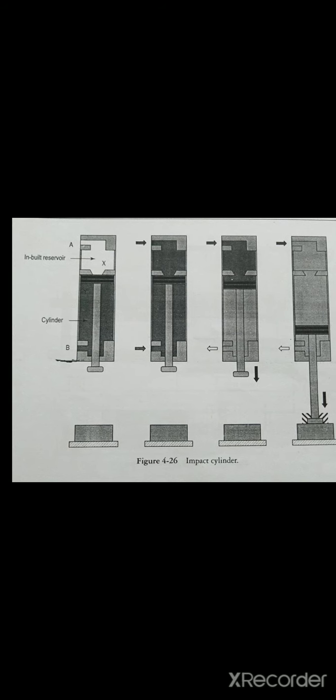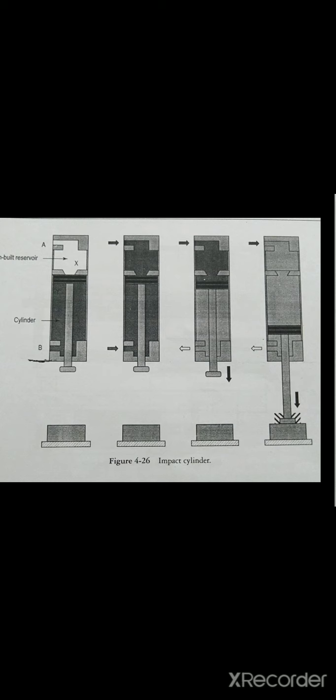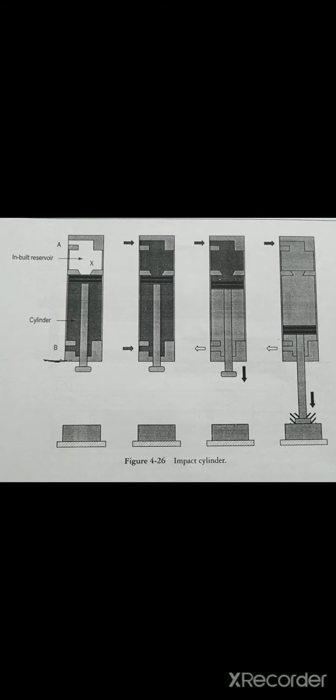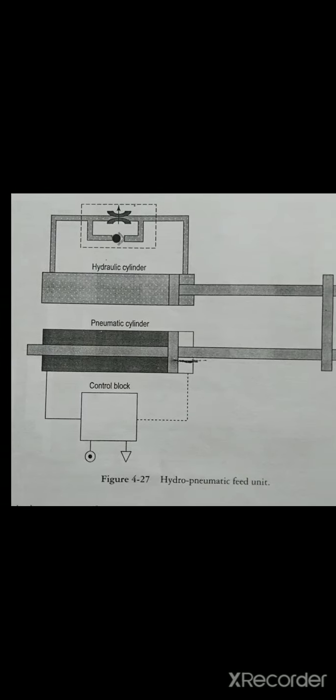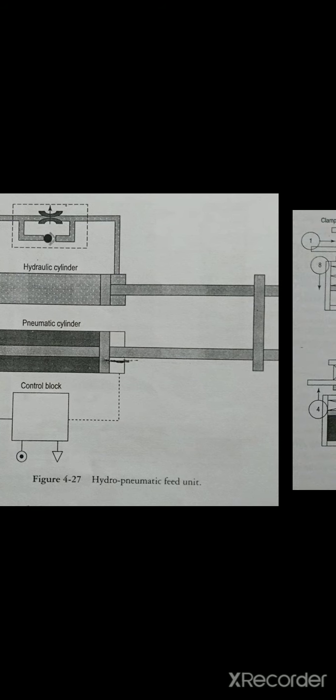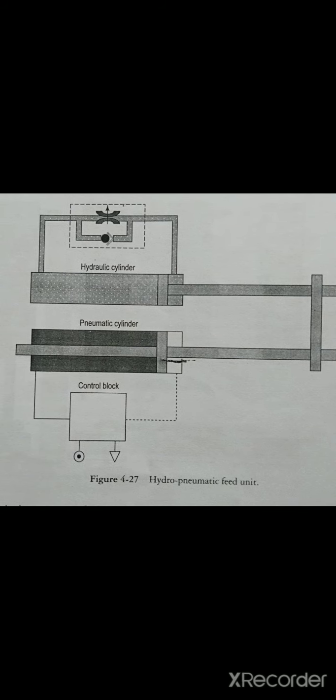An impact cylinder can develop a stroke velocity of up to 10 meters per second, and depending on the cylinder diameter, impact energy up to 500 newton meters can be attained. This is all about impact cylinder. Now you can see the hydro-pneumatic feed unit. It is a hybrid unit, a combination of hydraulic and pneumatic.